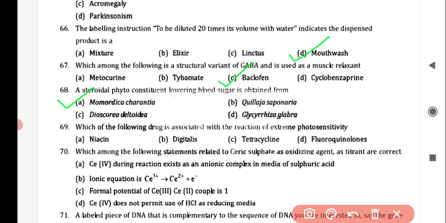Momordica charantia. Next question is, which of the following drug is associated with the reaction of extreme photosensitivity? And the correct answer is option C, tetracycline.